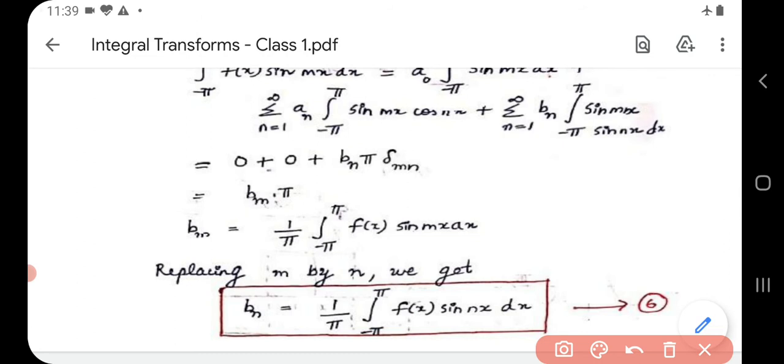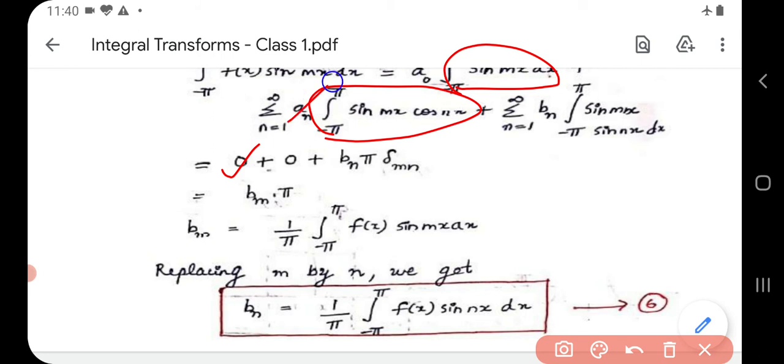Then the first term as such, integral from minus pi to plus pi of sin mx dx, becomes 0. So the first term is 0. Again, the integral from minus pi to plus pi of sin mx cos nx dx is again 0. So this term also reduces to 0. Now what about this one?